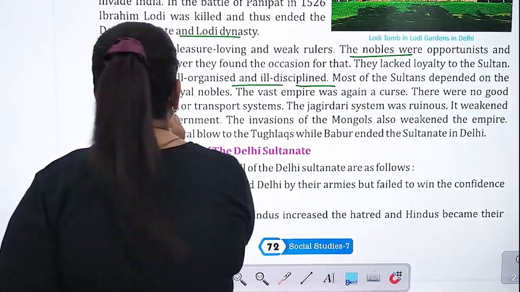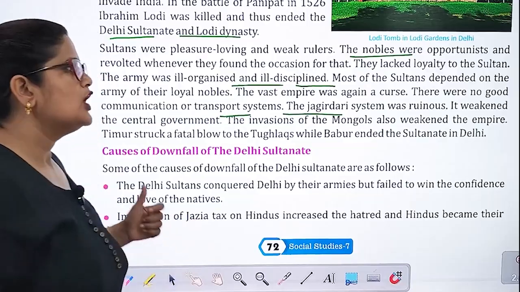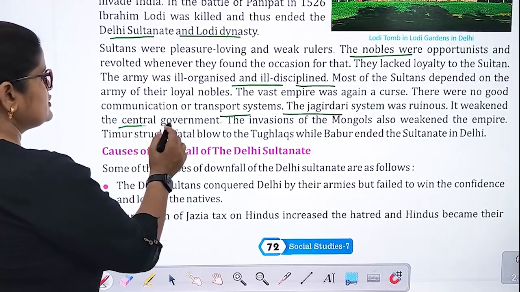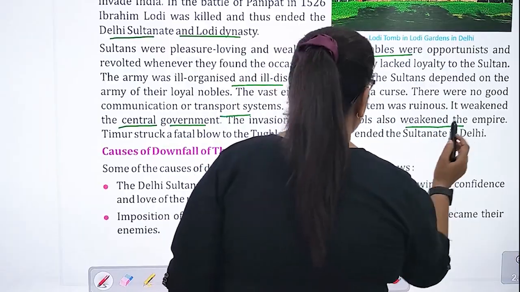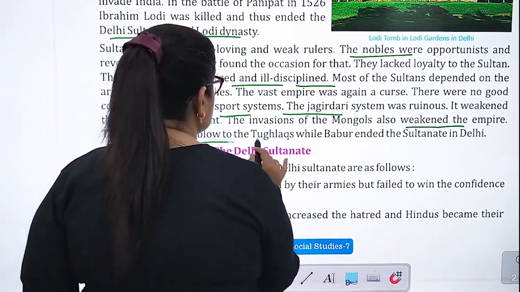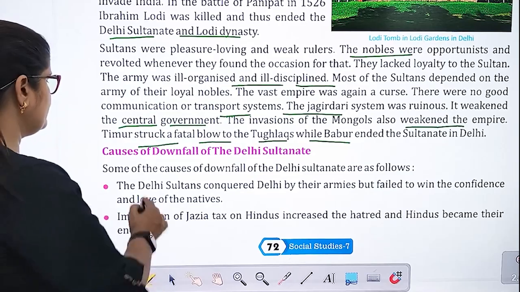There was no good communication or transport system. The Jagirdari system was erroneous. It weakened the central government. The invasions of the Mongols also weakened the empire. Timur struck a fatal blow to the Tughlaqs, while Babur ended the Sultanate in Delhi.